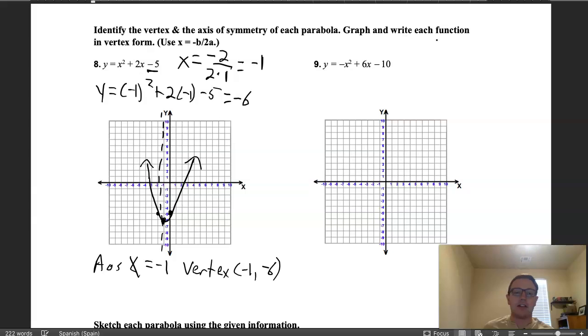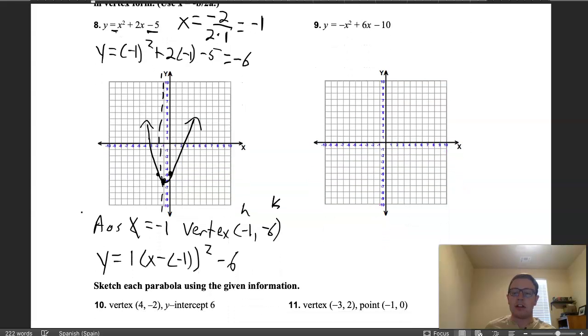Now it's asking us for the last thing, to write the function in vertex form, meaning that we have to write this as y is equal to a times (x minus h) squared plus k. We have h and k, and our a value stays the same. Our a is still just positive 1, meaning that if we want to write this in vertex form, this becomes y is equal to 1 times (x minus negative 1) squared minus 6.